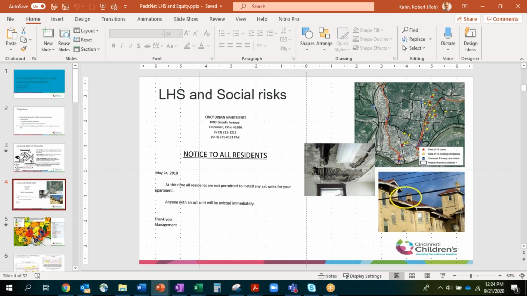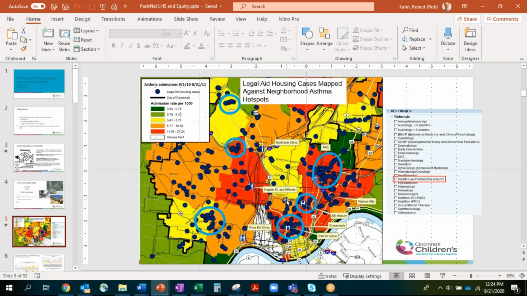And as we got deeper and deeper into it, relatively early on, we produced maps like this. So what you're looking at here is the city of Cincinnati and its neighborhoods, and from green to red is the rate of asthma admissions, and then the blue dots were, once we combined our data sets, we could map where the housing cases are that legal aid is experiencing and adjudicating property issues, and where asthma rates are. And you start to see the clustering of housing cases in the hot asthma areas. And we talk a lot in system science about how do we get people seeing the same system?